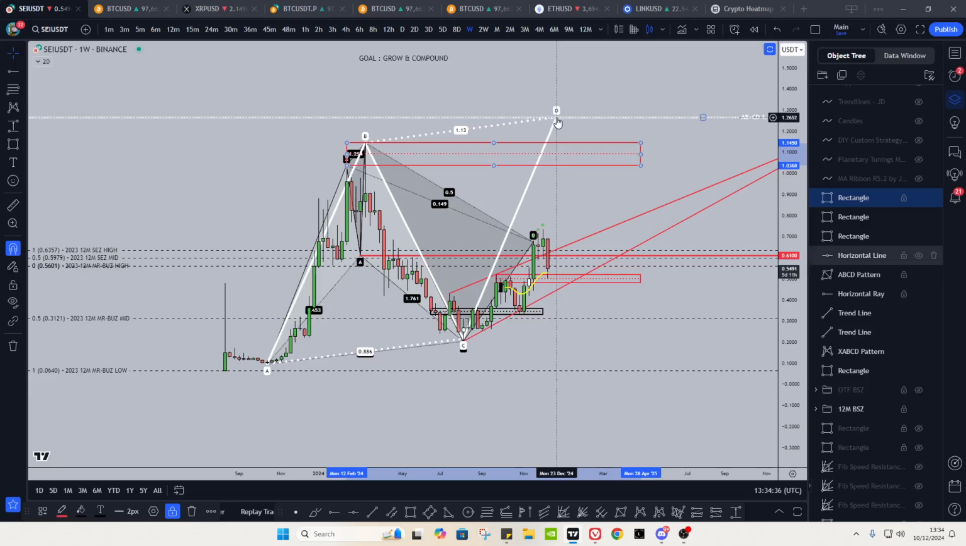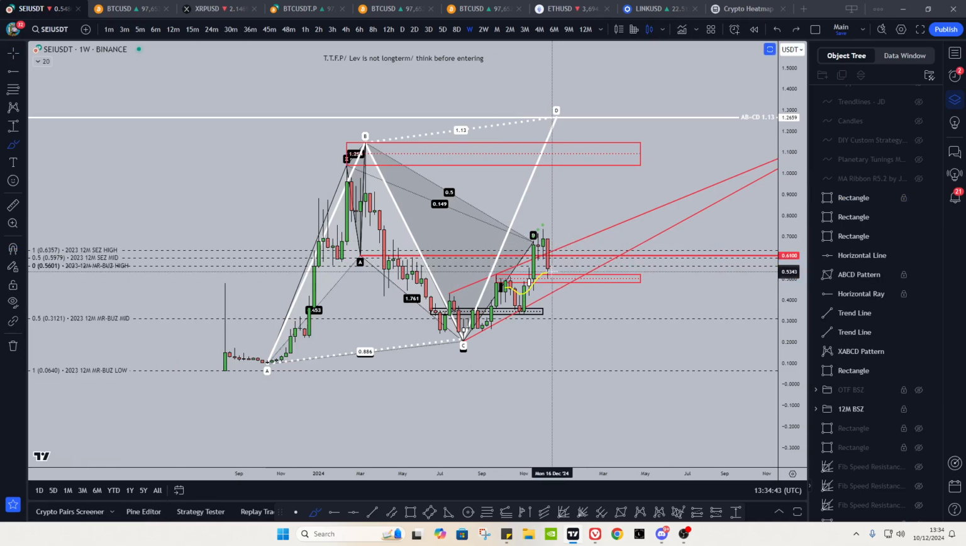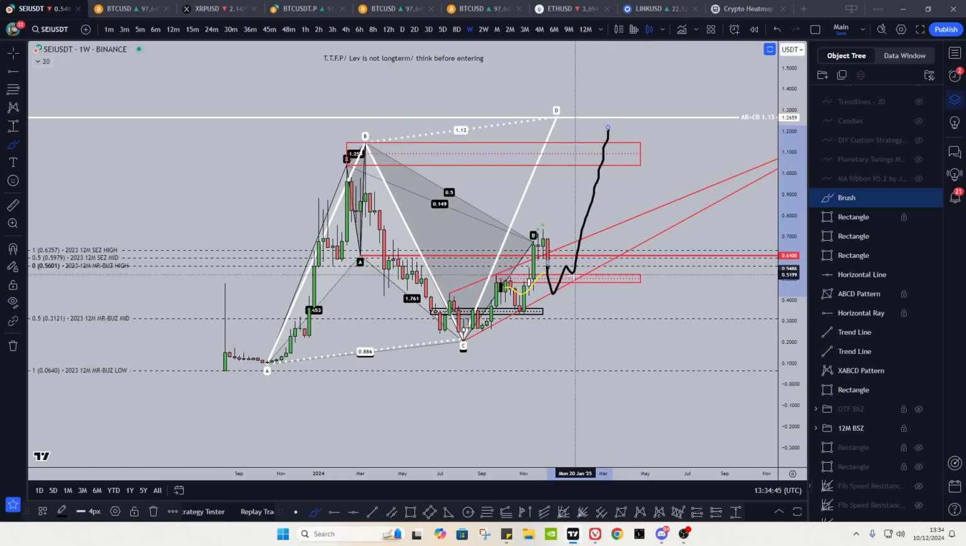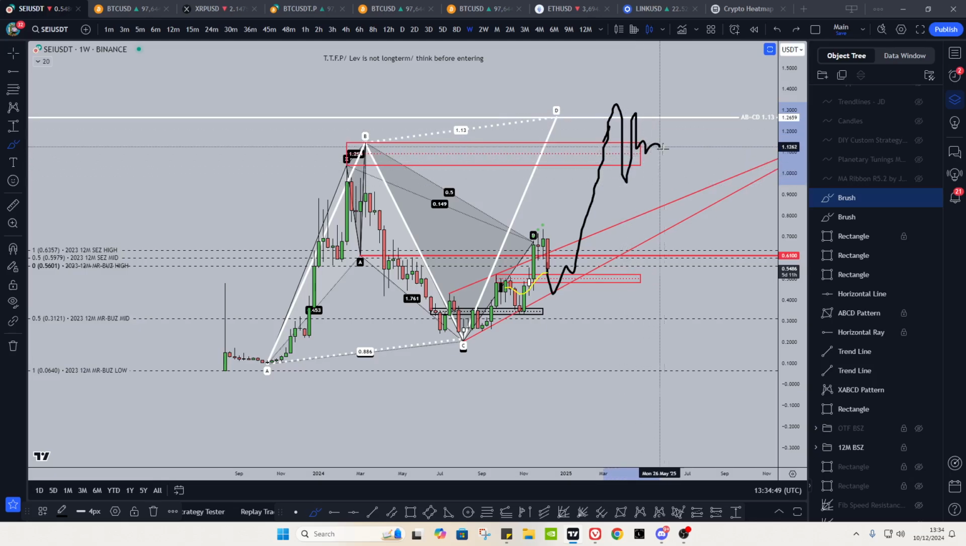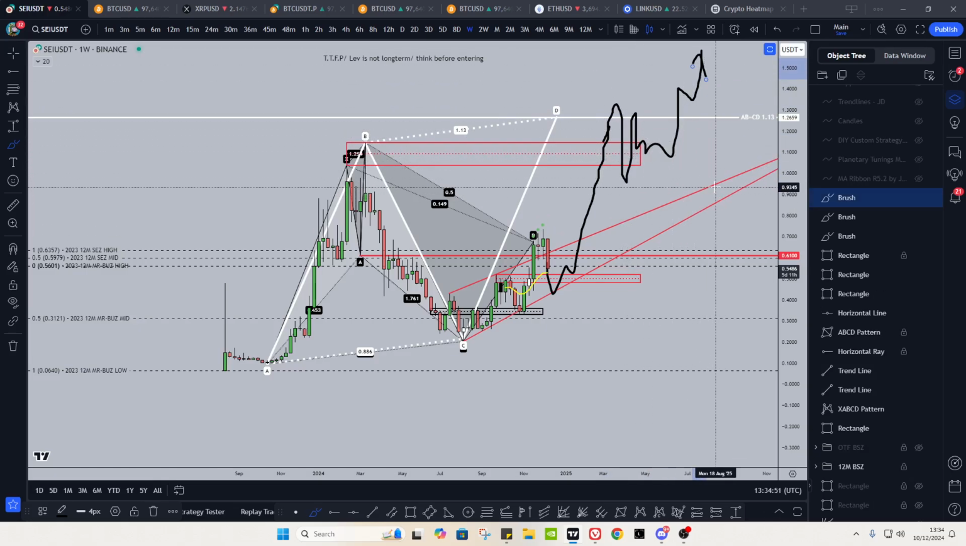First things here, if you wick past, this is where I'd expect the wick to go to before new price action comes in. So maybe we see something like this, right? Of course, this is not going to be a straight move up, but just for the sake of argument, maybe something like that, and then to new highs again.